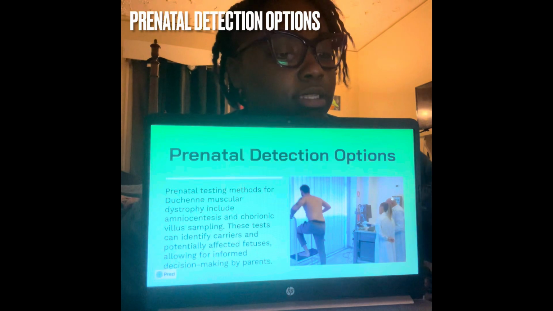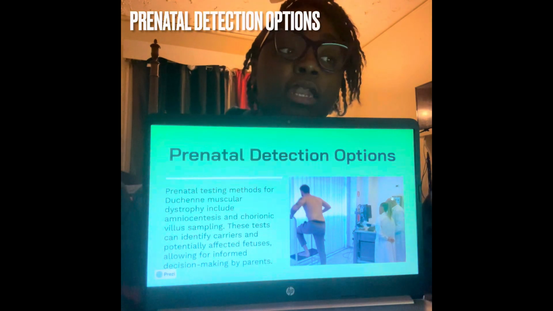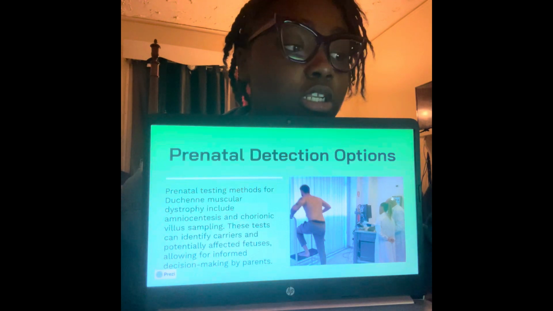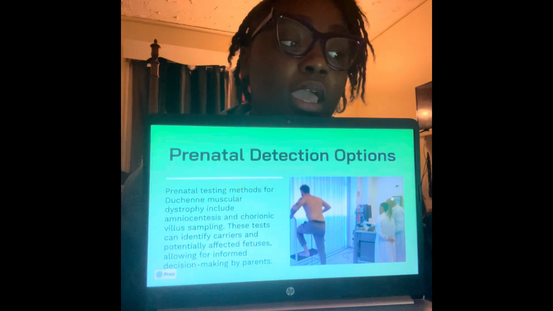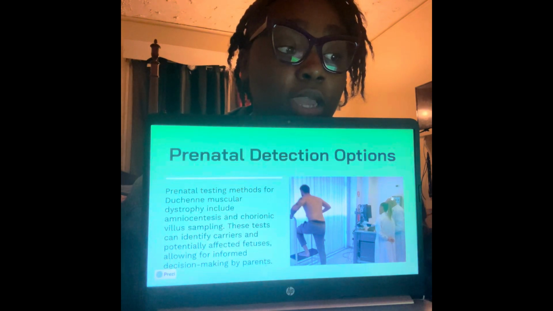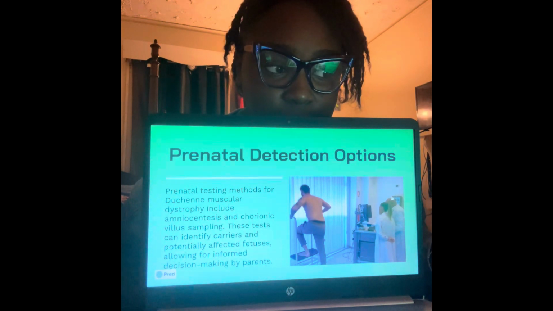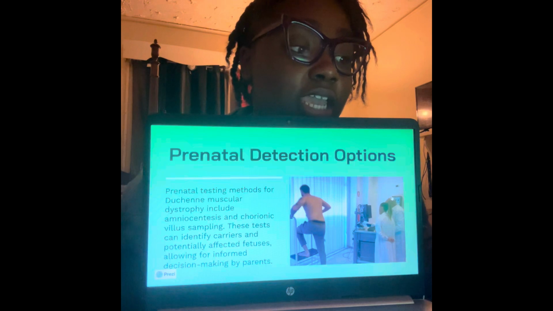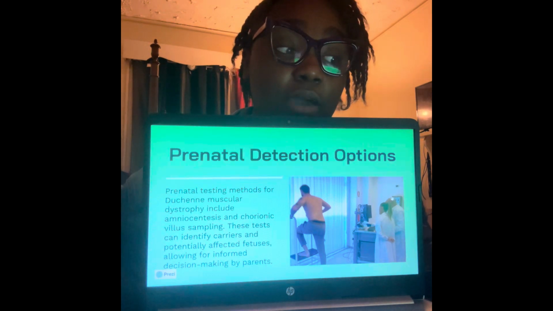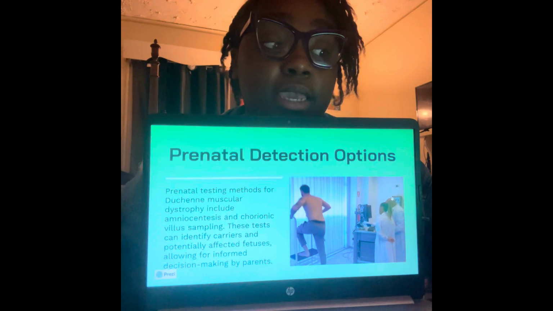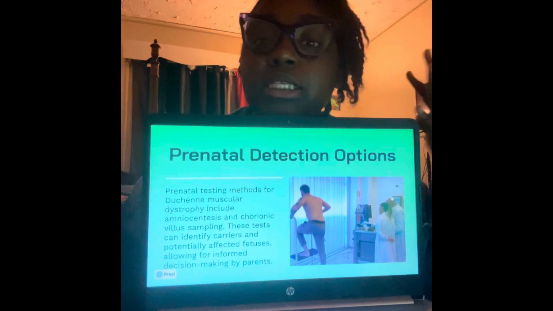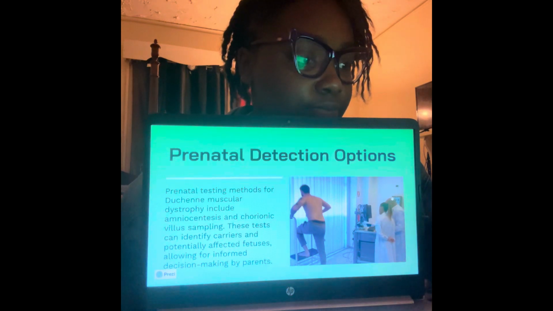Prenatal detection options. Prenatal testing methods for Duchenne muscular dystrophy include amniocentesis and chorionic villus sampling. These tests can identify carriers and potentially affected fetuses, allowing for informed decision making by patients or parents, because symptoms run young.